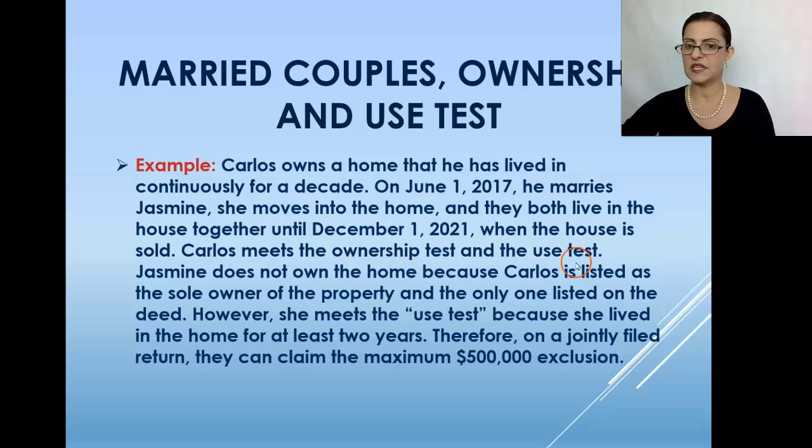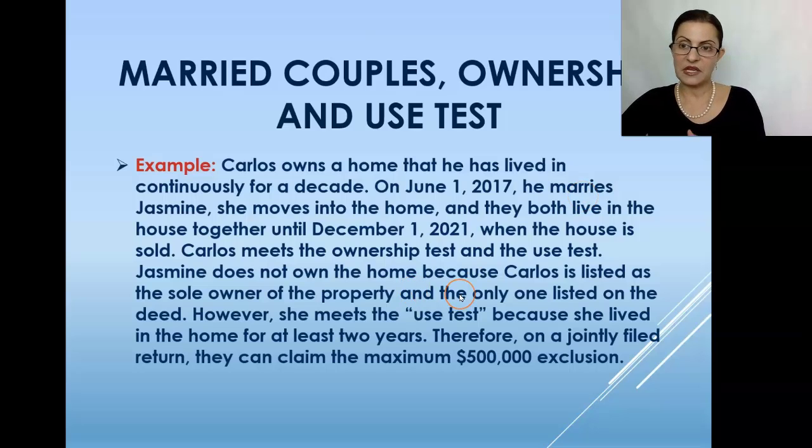Carlos meets the ownership test and the use test. Jasmine does not own the home because Carlos is listed as the sole owner of the property and the only one listed on the deed, right? So he owned the house already before he met her. So he's going to meet the ownership and use tests.